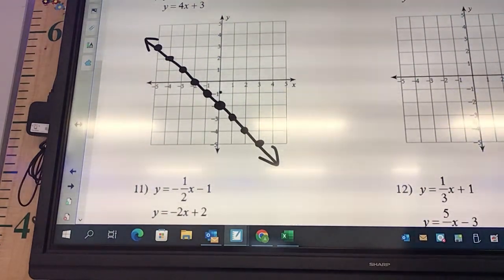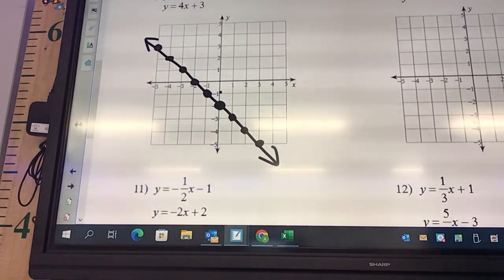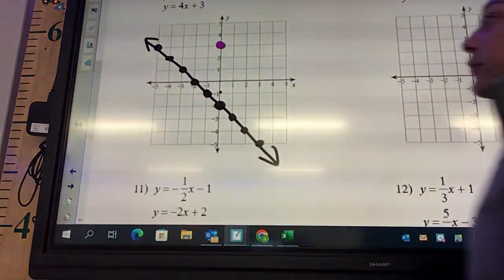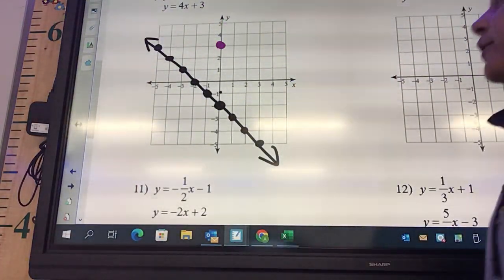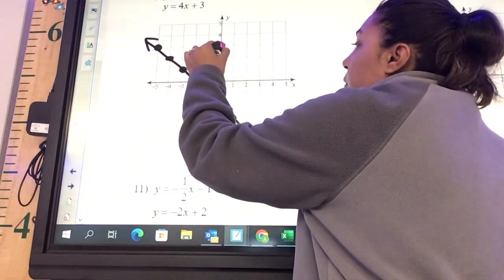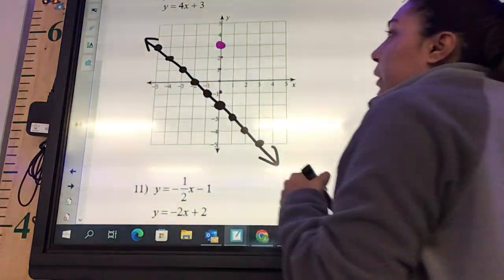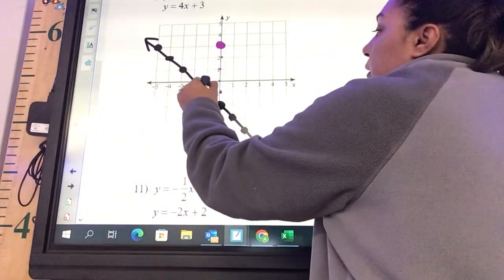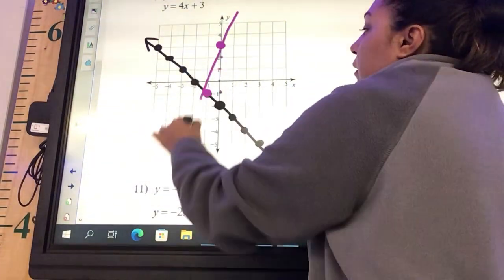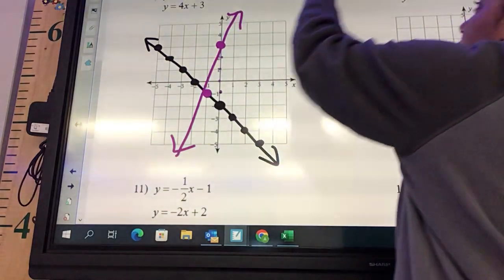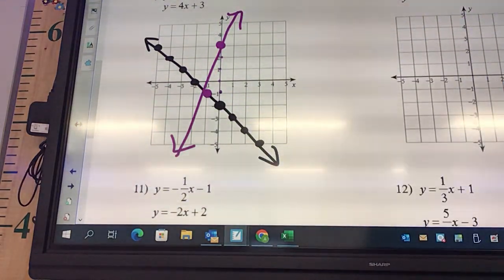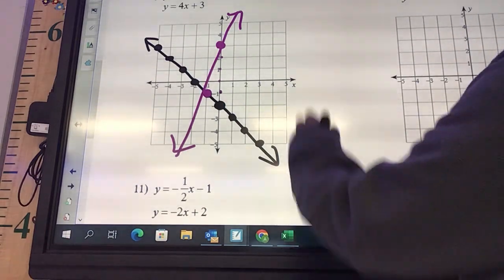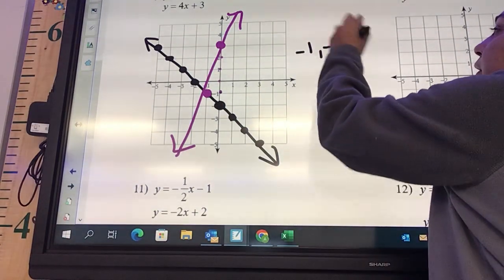Okay, second line, where does it start? At 3. What is our slope? 4. Can I go up 4? No. So we're going to go down 4. 1, 2, 3, 4. Over 1, which way? To the left. What is our solution? -1, -1.